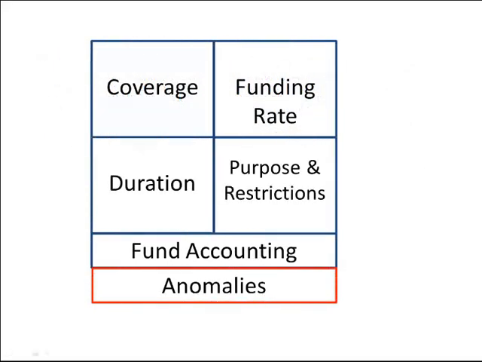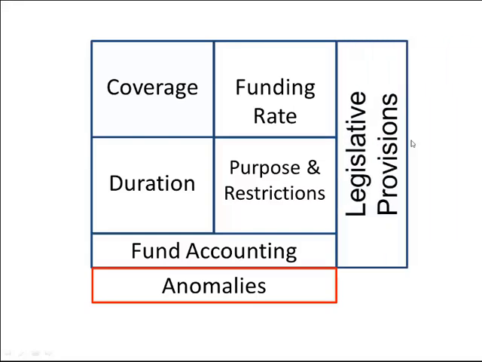So this represents the normal structure of a continuing resolution: coverage, funding rate, duration, purpose and restrictions, fund accounting, and anomalies. However, there are times when Congress uses the CR as a vehicle for certain legislative provisions. Under House rules, regular appropriation acts cannot contain legislative provisions. However, this rule does not apply to CRs. So we sometimes see the CR used as a vehicle for legislation.